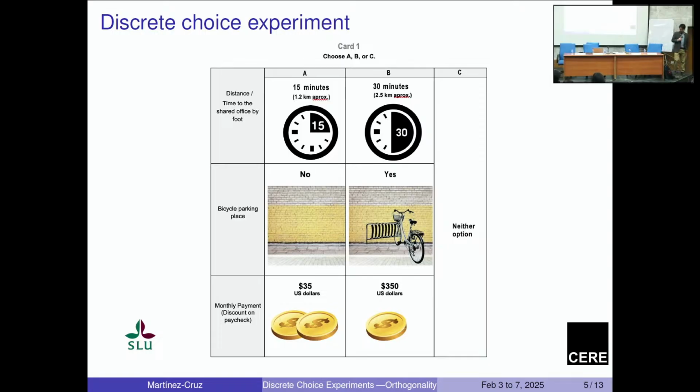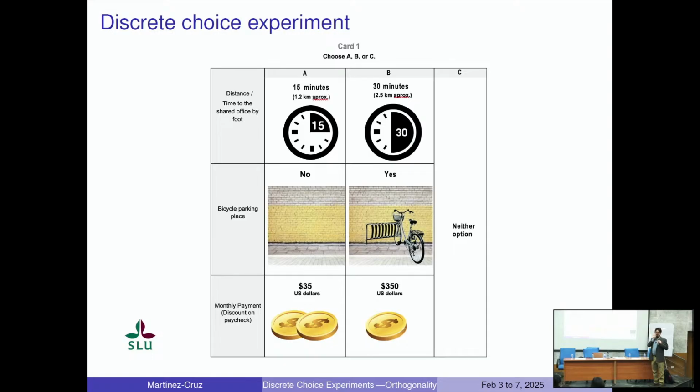I'd like to present this example because I'm very proud of this exercise, and I think it's easy to understand. We presented a discrete choice experiment that looked like this to a sample of respondents who were or are office workers in Mexico City.